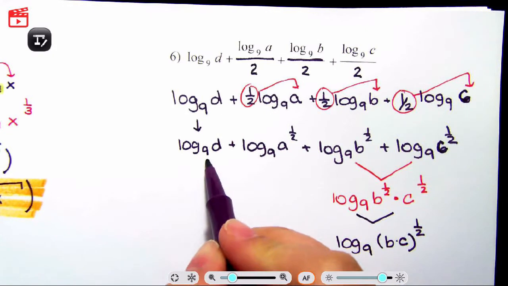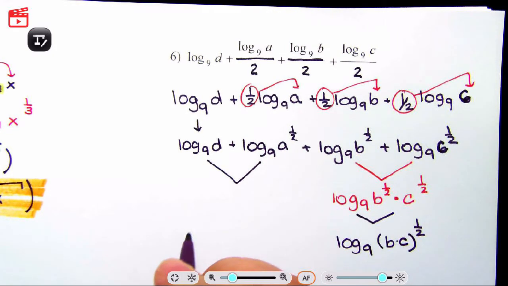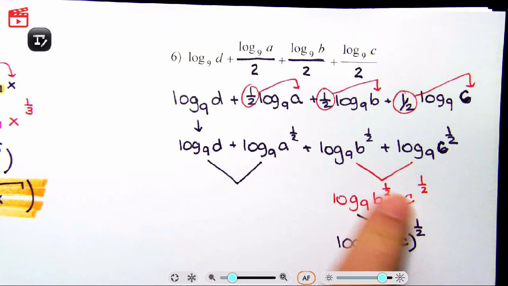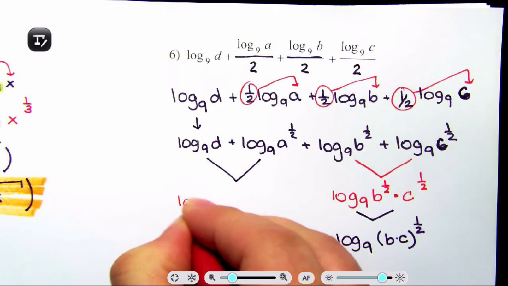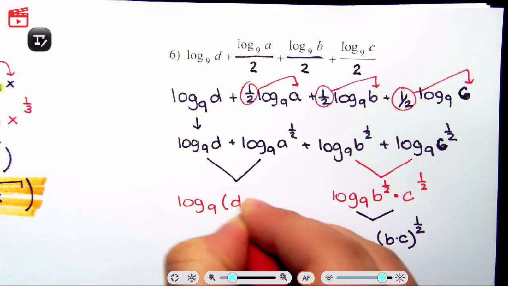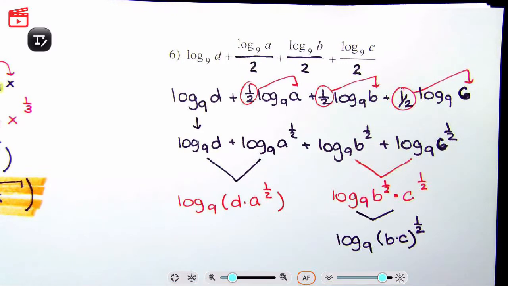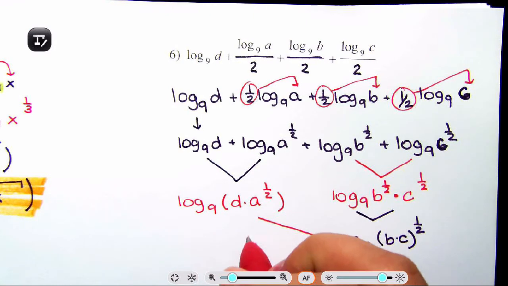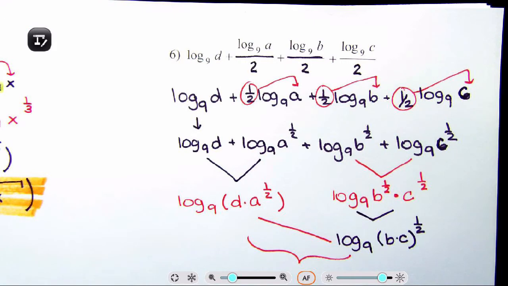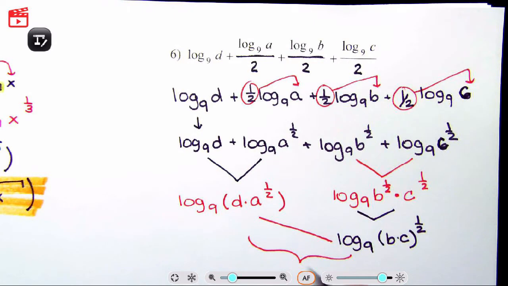Now we still have these two here that we need to deal with. You can continue by condensing these two. I'm going to choose to condense these two. Log base 9 of d times a to the 1/2 power. Then I'm going to condense these two. And that is log base 9 of d times a to the 1/2 times b times c to the 1/2.